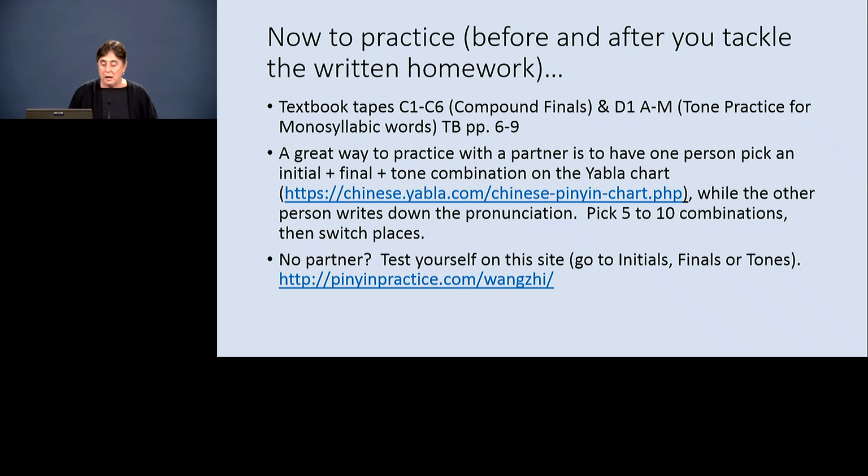Okay. Now, to practice. We have some things that you can do before and after your written homework to practice. First of all, you can practice the textbook tapes for compound finals and the textbook tapes for tone practice for single syllable words, monosyllabic words. This is the place in your textbook, I've got the pages here, that you can practice that. So go to the LRC if you're not there already, or go to the LRC page, the virtual listening lab, and listen to the textbook tapes.